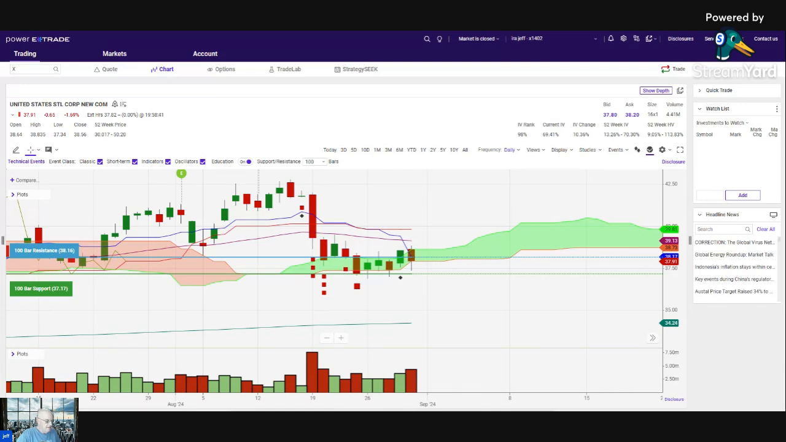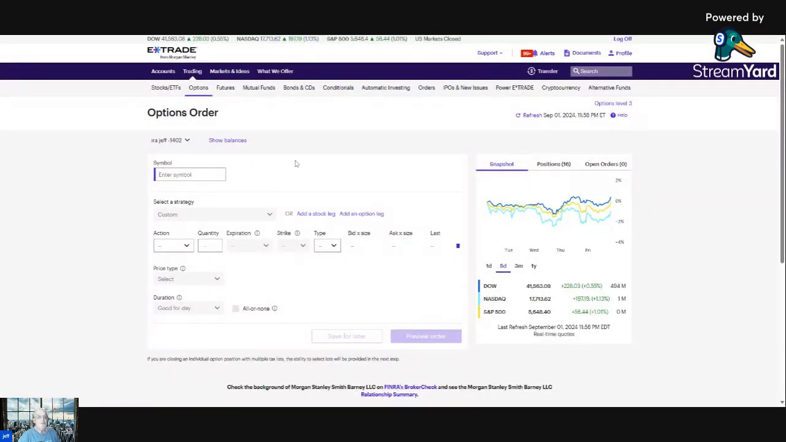Okay, so let's see here. And then I want to show maybe how to put in an order for puts. And that would look like this. I know I had it ready. Let me find it. Okay, so here we go. See if I can share the screen here. Maybe it's sharing. Okay.